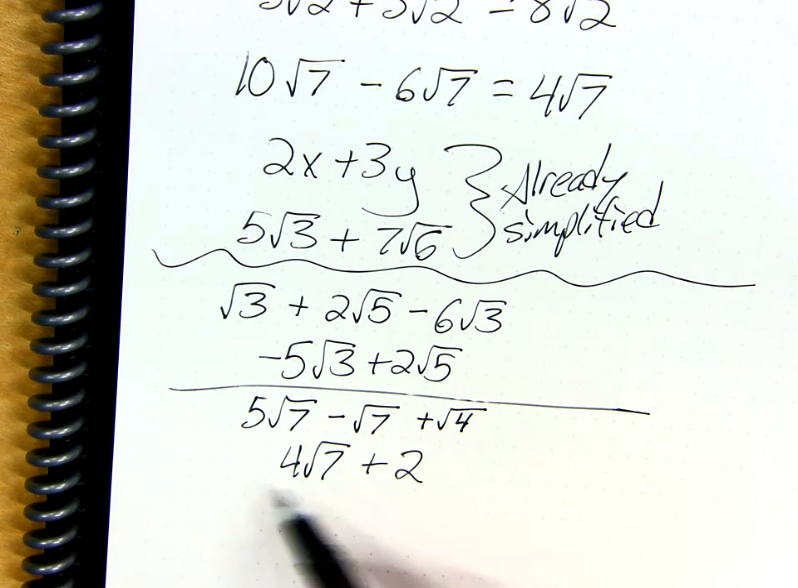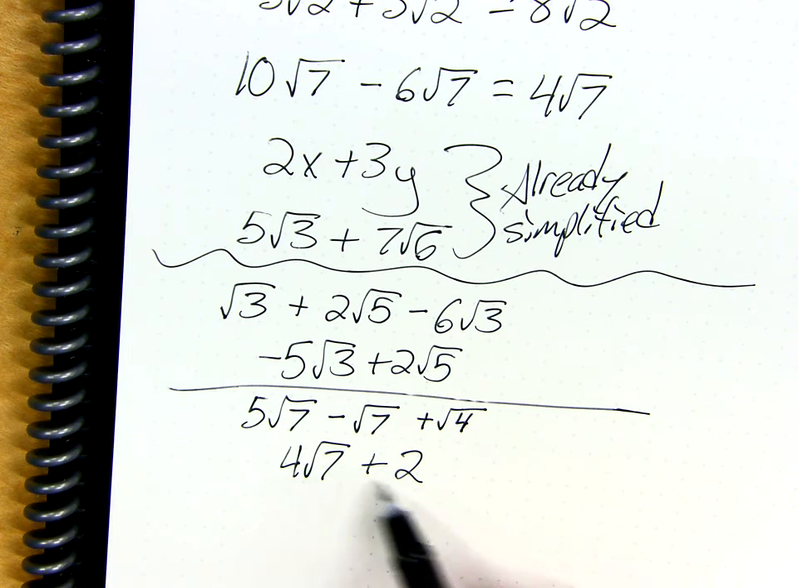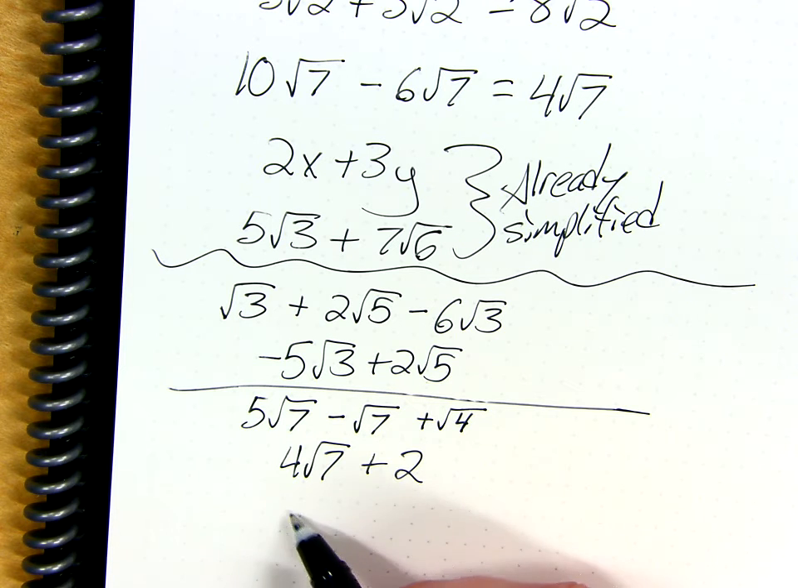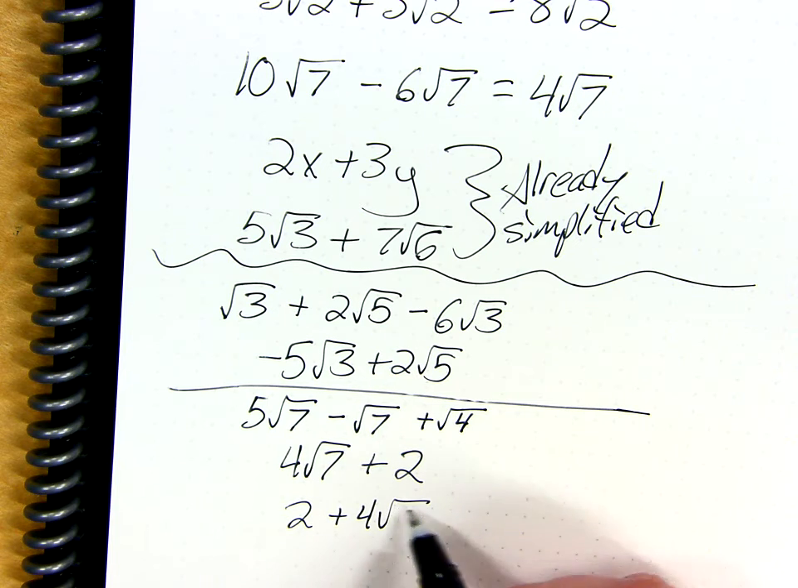Okay, so this isn't wrong, but if one of your terms has a radical in it, you usually want to put that at the end. So I would just rewrite it as 2 plus 4 root 7. Again, I'm not going to mark you wrong, but it's just a good habit to get into, always putting your radical at the end.